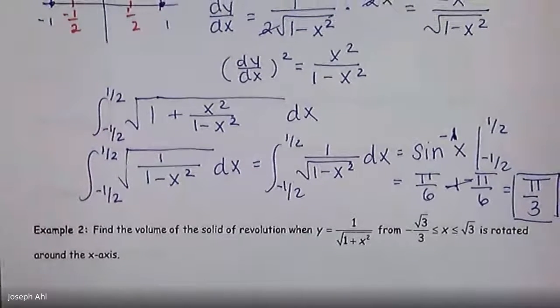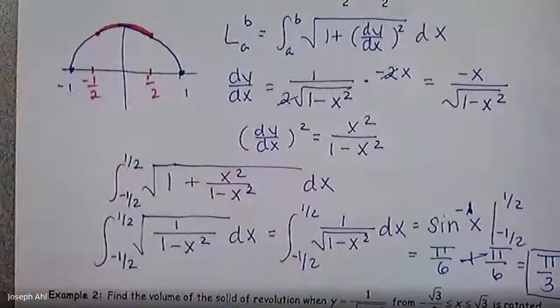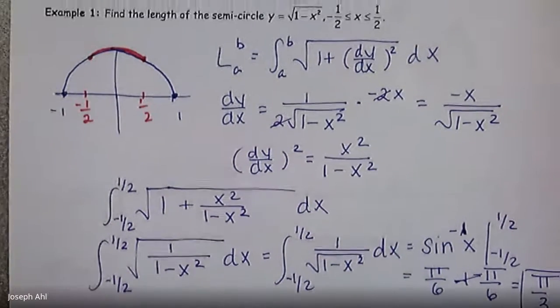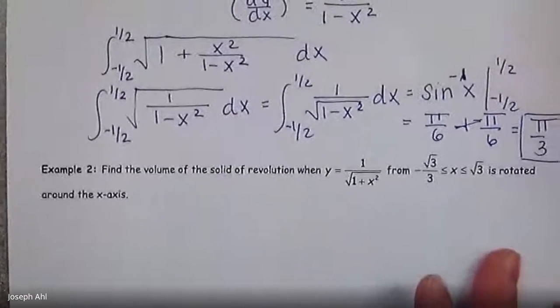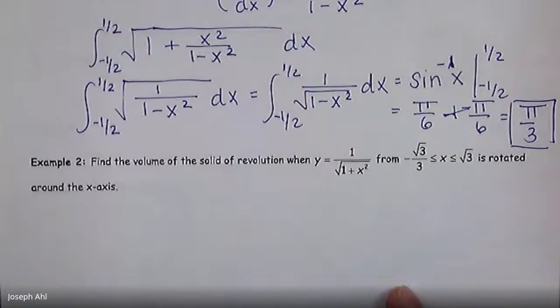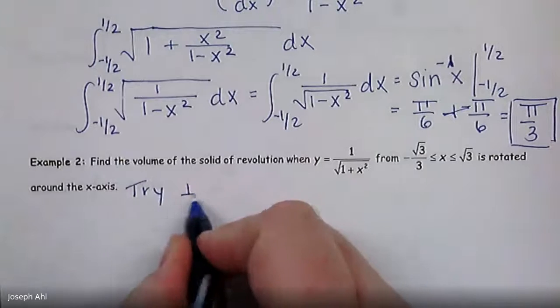Pi over 3 is the exact arc length of this part of the semicircle. How cool is that, right? Bringing back some good old arc length formulas, but now with an antiderivative that we know how to find. We don't need the calculator. We can get an exact answer, in fact. So I'll have you at least try the setup here.